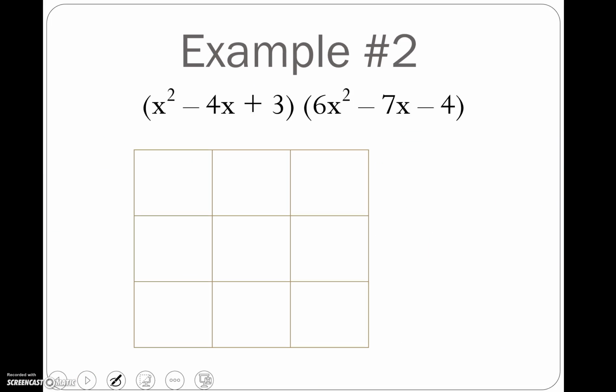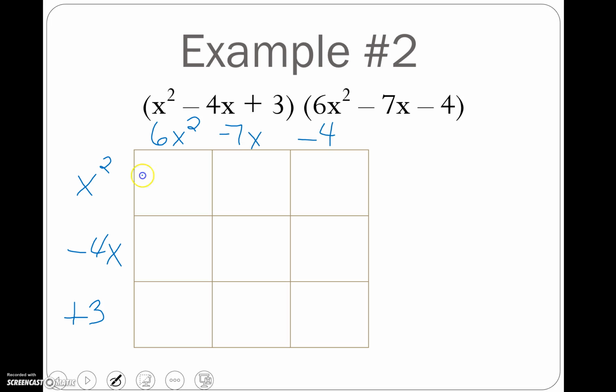Our last example here is just increasing in size. Instead of a binomial and a trinomial, we have two trinomials. Like I said before, it's not going to matter which one you decide to put along the side and which one you decide to do at the top. The whole purpose of this is just to keep it more organized.